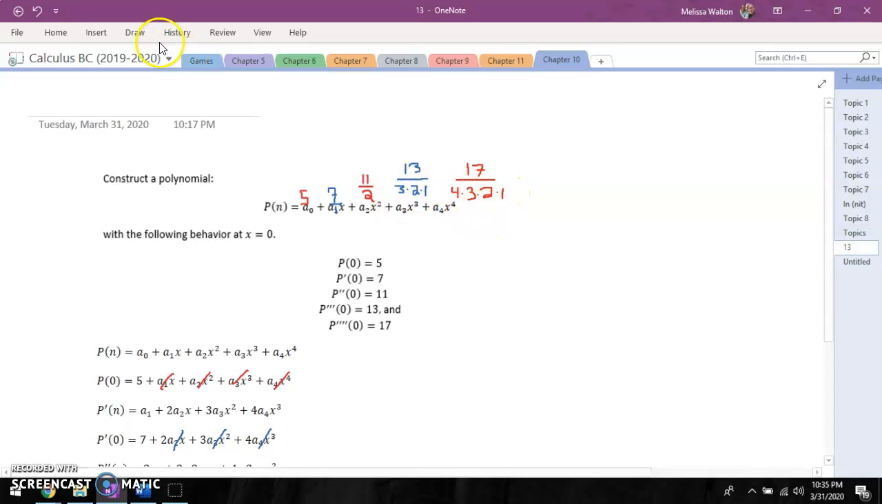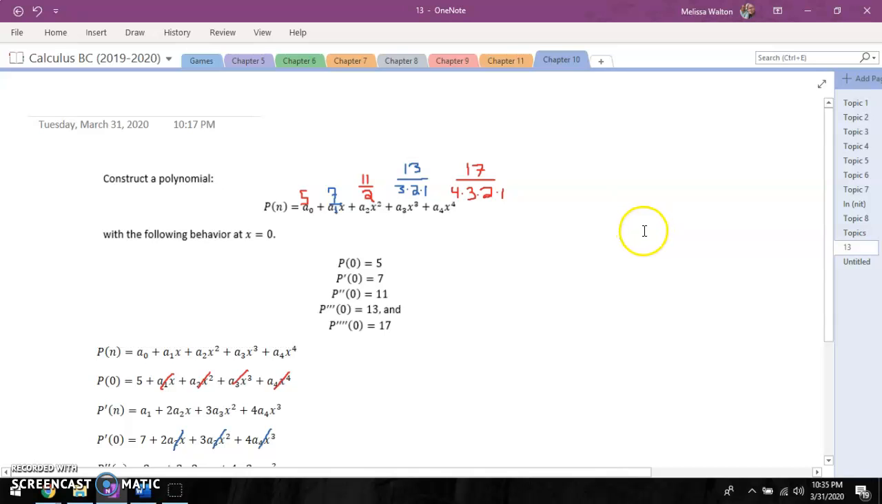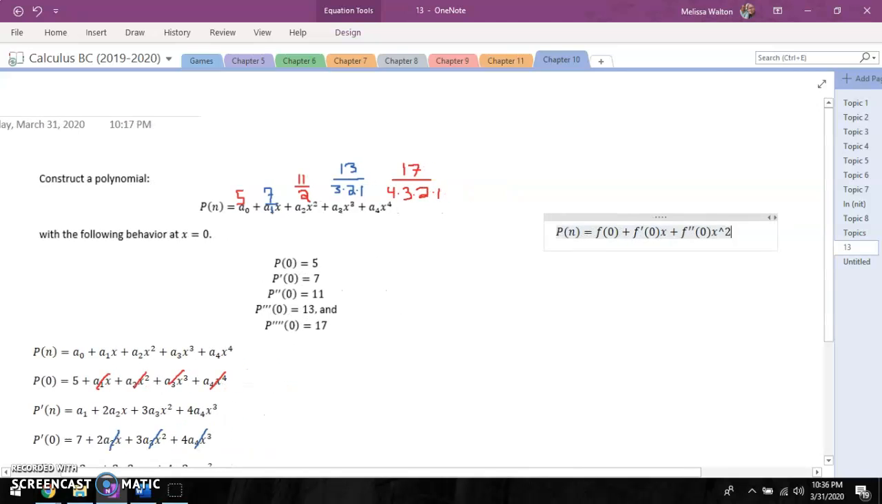Guys, there's a pattern here. We could have done this from the very beginning. So let's go ahead and talk about what this means. All right, so if I want a polynomial approximation, my first term is just going to be my constant. All right, cool, f of 0. My second term is going to be my first derivative at 0 times x. Cool. My next term will be the second derivative at 0 times x squared.